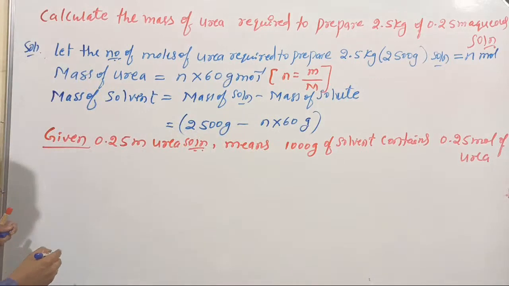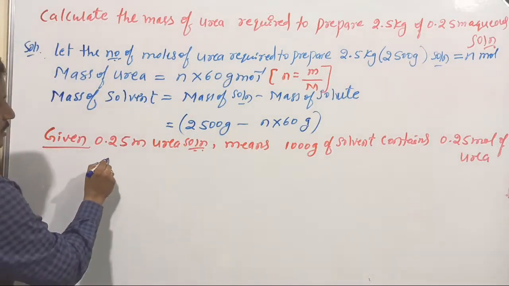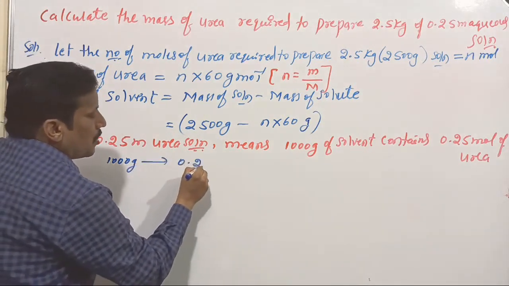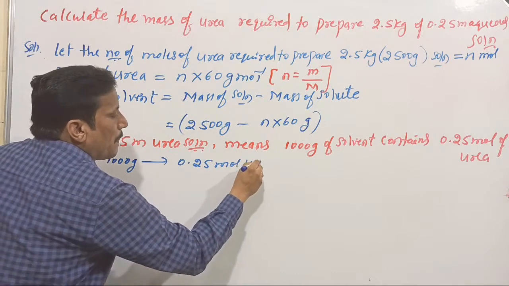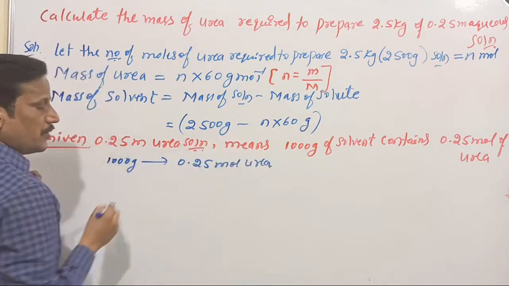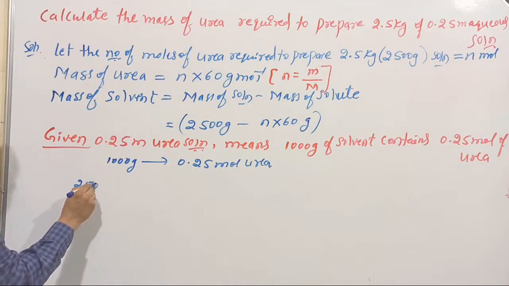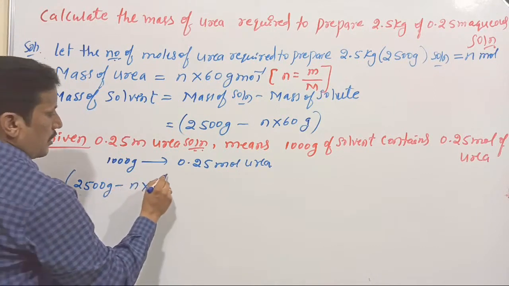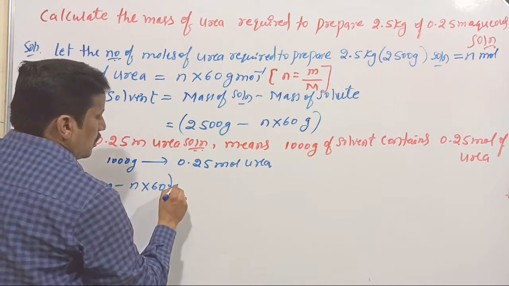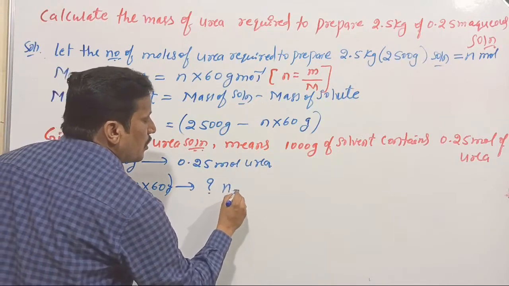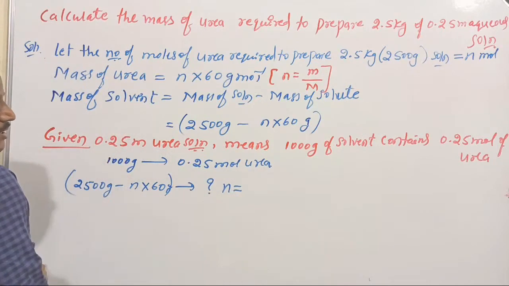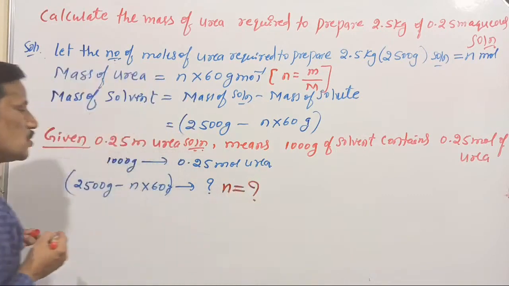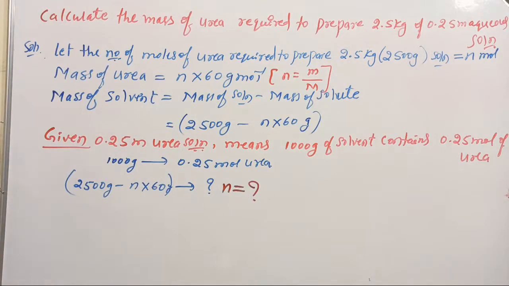So what do I do now? Using simple mathematics, see, 1000 gram solvent contains 0.25 moles of urea. This much of solvent, 2500 minus n into 60, contains how much urea? That only you have to calculate, n. n is equal to how much? If you solve that, do cross multiplication.